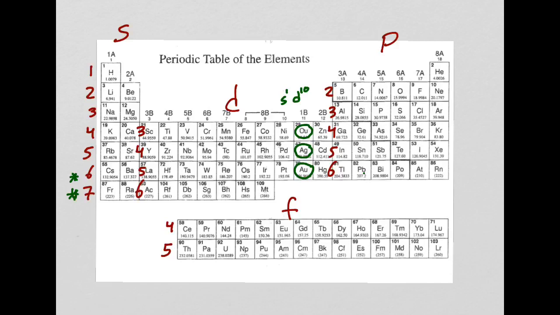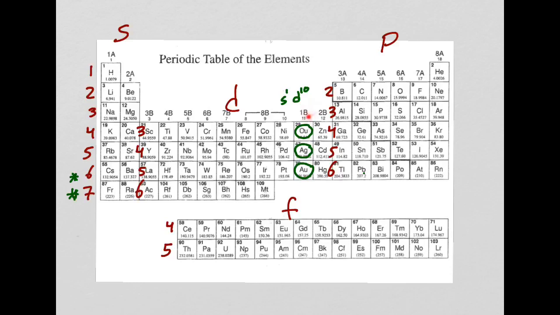Okay. Now, the next thing I want you to do is write the abbreviated electron configuration for chromium. Before you do that, I want to explain this one more time.